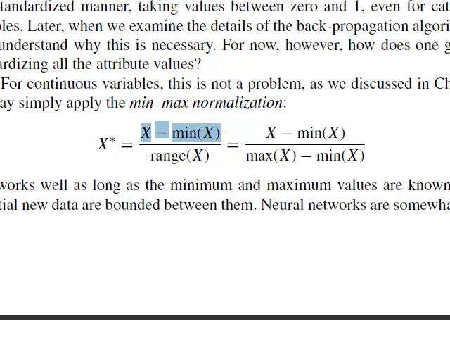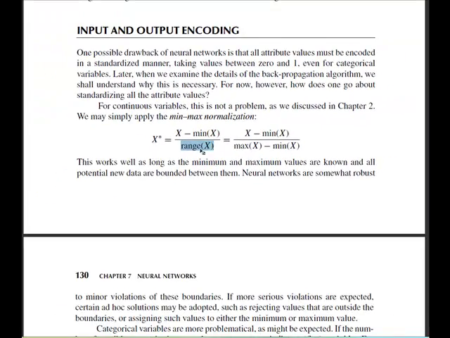So what's that give you? That gives you 25. Divided by the range for this height variable. The range we said was 150 to 200, so the range is 50. So divided by 50. What do you get? You get 25 over 50. You get 1/2. So you would say that someone whose height is 175, their normalized height is 1/2. Okay? This works well as long as the minimum and maximum values are known and all potential new data are bounded between them.